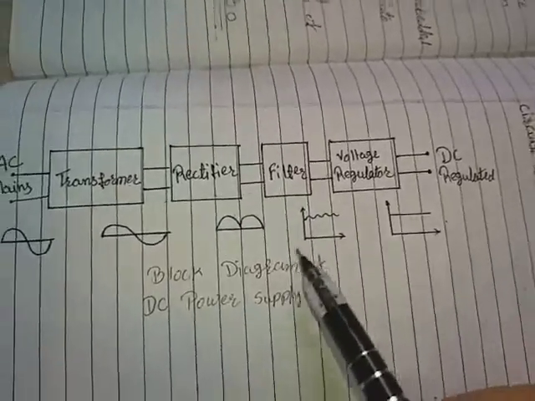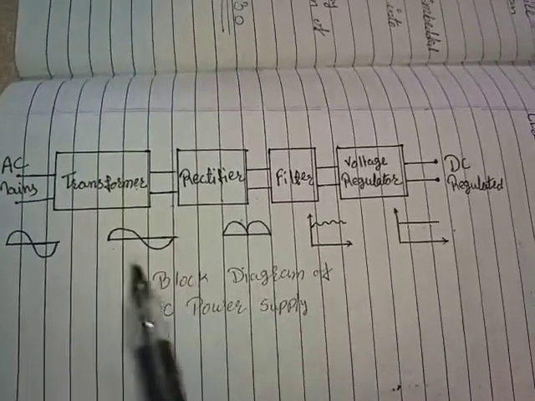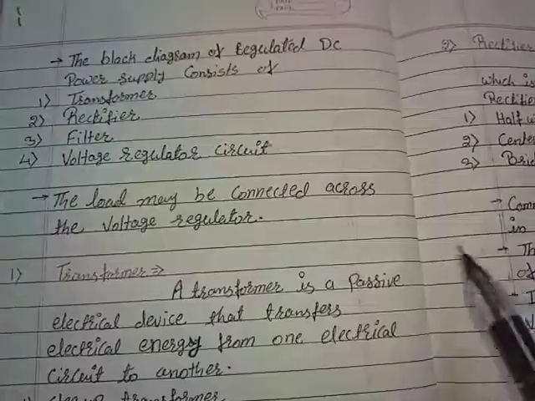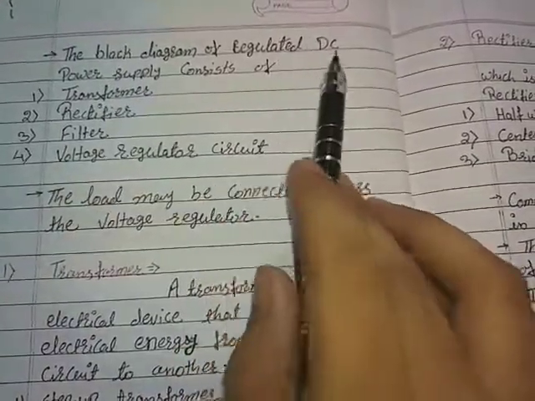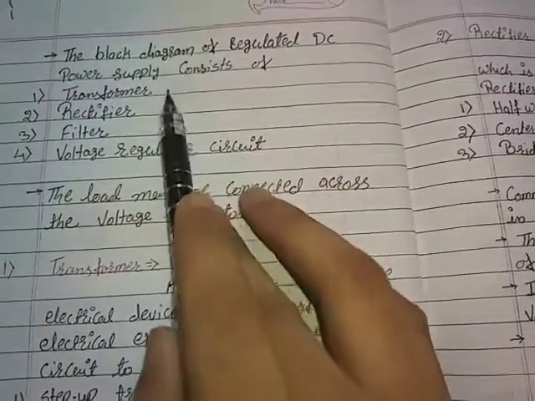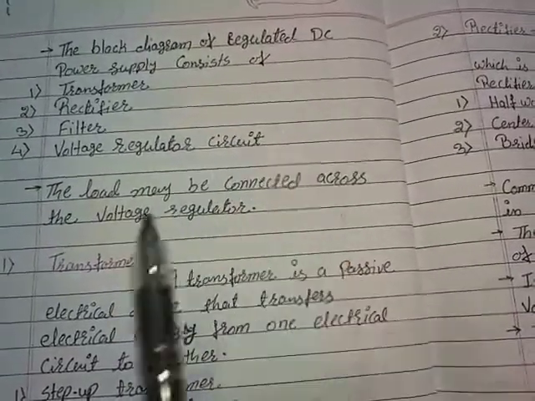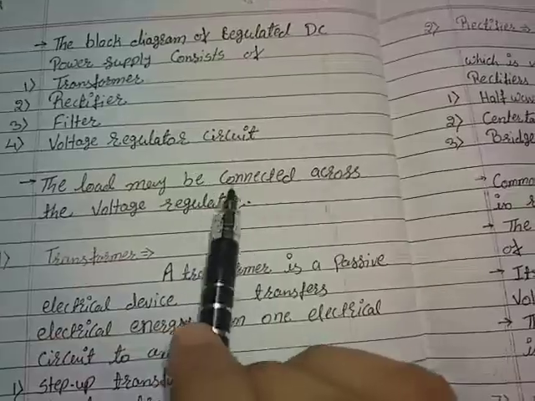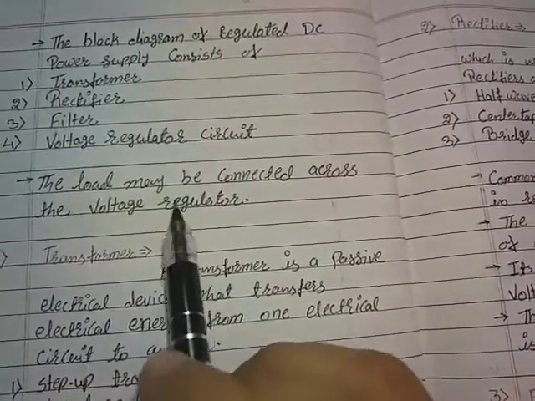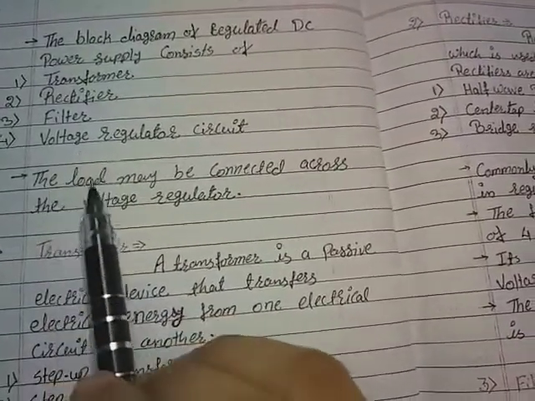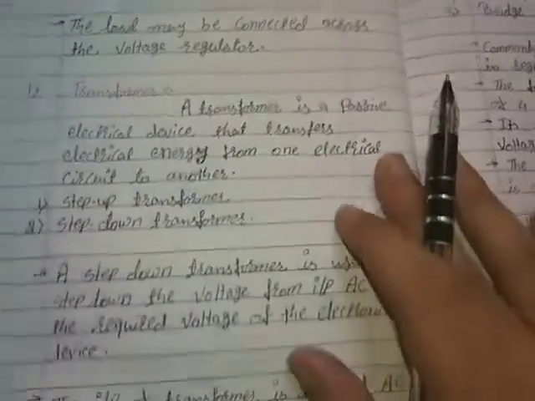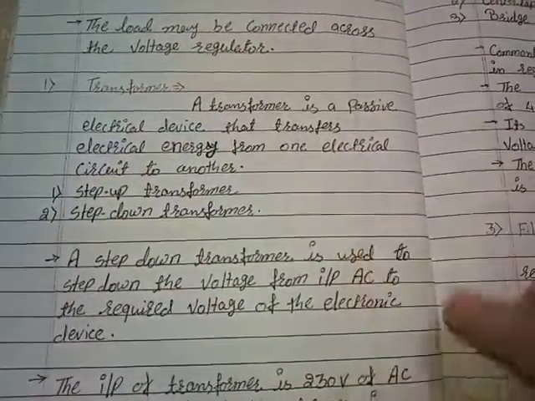Now we will get a brief intro about each of these blocks. The block diagram of a regulated DC power supply consists of transformer, rectifier, filter, and voltage regulator circuit. The load may be connected across the voltage regulator. Here load means load resistor, RL.